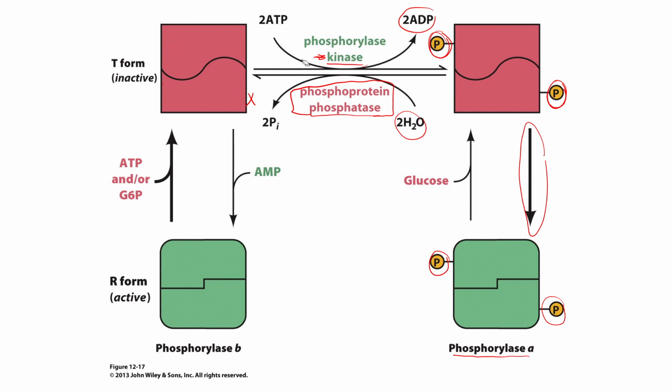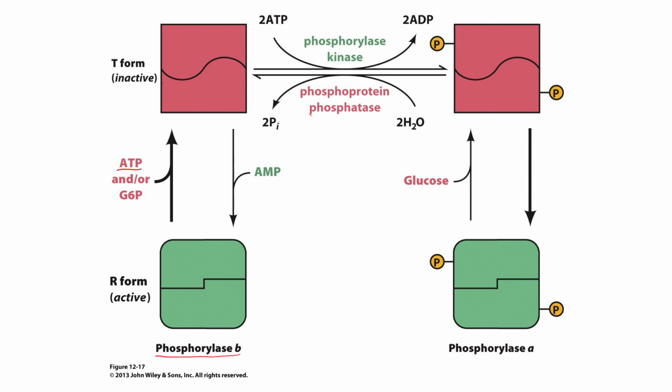So now that we've talked about these covalent modifications, now let's talk more about the allosteric effectors. So let's first consider phosphorylase B, the dephosphorylated form of glycogen phosphorylase. We already talked about how when it's dephosphorylated, it is shifted more towards the T form, but there are also other factors that can help even more shift that equilibrium towards the T form. One of them is ATP.